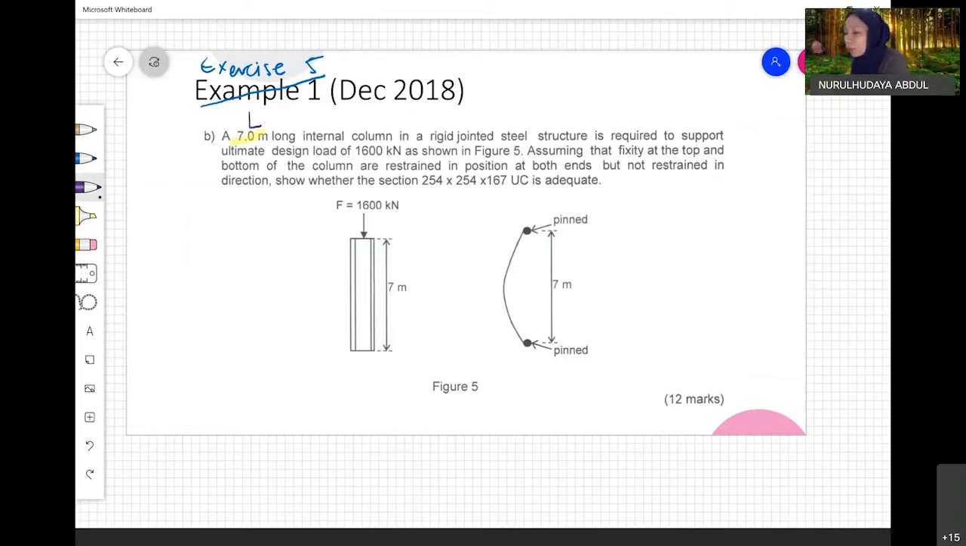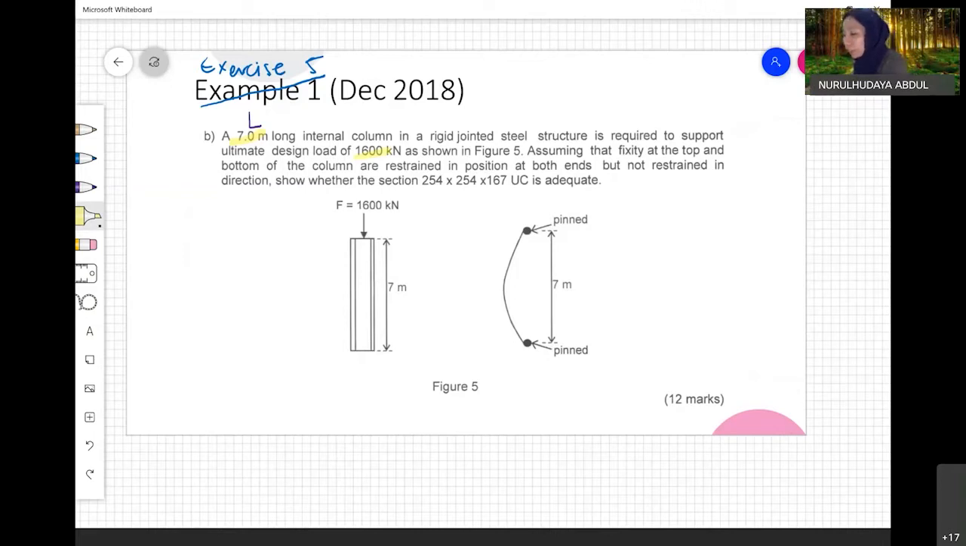Internal column in a rigid jointed steel structure is required to support ultimate design load of 1,600. So here dia dah bagi 1,600 as the total load. So you don't need to calculate untuk dapatkan dia punya 1.4 GK plus 1.6 QK sebab dia tak ada bagi dead load, imposed. So dia dah bagi total ultimate design load.